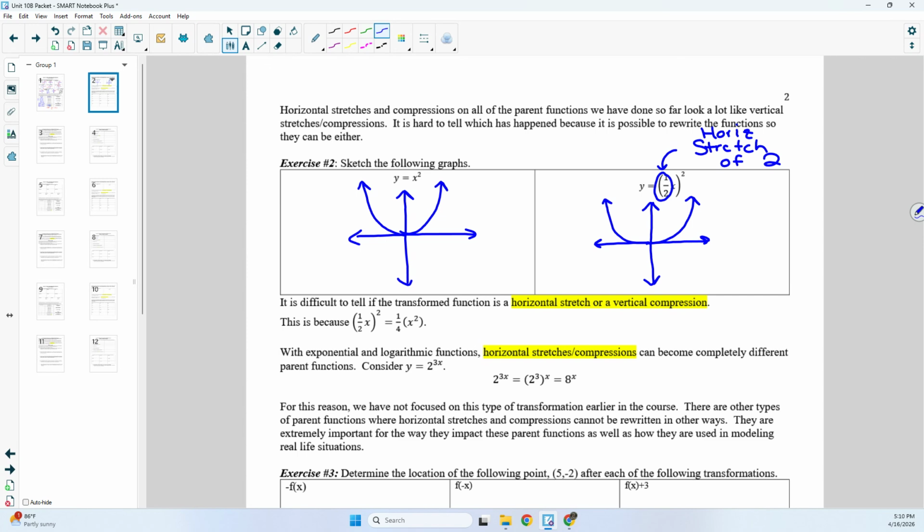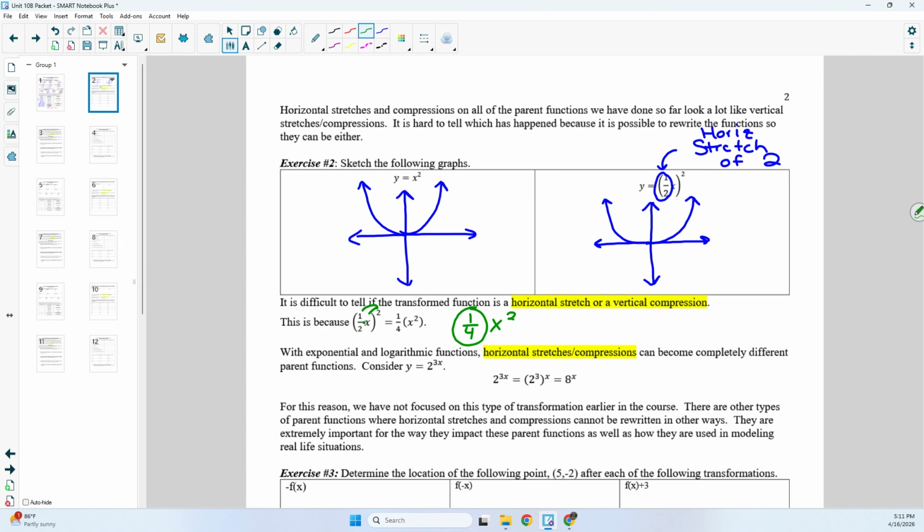Now, did this graph get twice as wide, or did I vertically compress it? Because you could think maybe we just kind of push down on the graph, and it's hard to tell which direction it is. So it says it's difficult to tell if the transformed function is a horizontal stretch or a vertical compression. This is because I can actually simplify this function. If I distribute my squared over multiplication, I get 1/4 and then x squared. So this could actually be rewritten to show a vertical compression, and we can see the graph, it's kind of hard to tell which one it is.